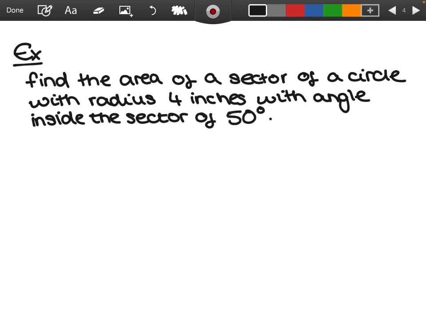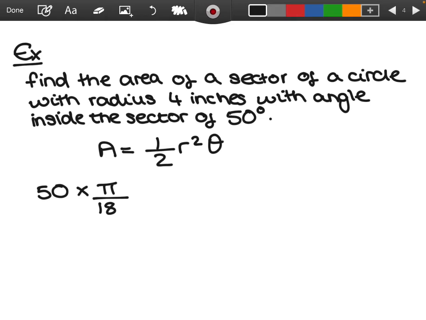Okay, how do we do this? Well, again, let's go back to our formula. I need the radius and I need that angle, but that angle has to be in radians. So the first thing I have to do is convert degrees to radians. So I multiply it by pi over 180, which gives me 5 pi over 18. Now I can plug everything in.